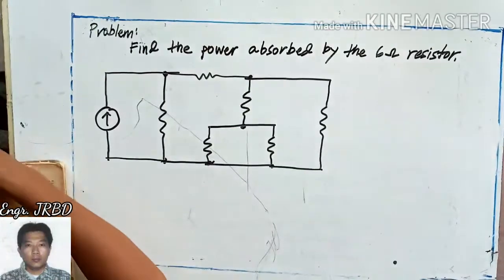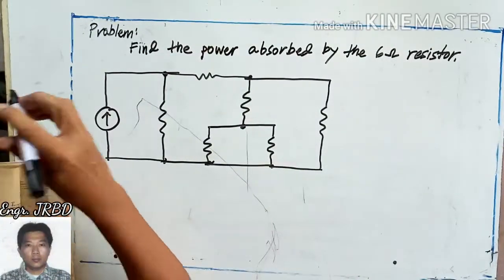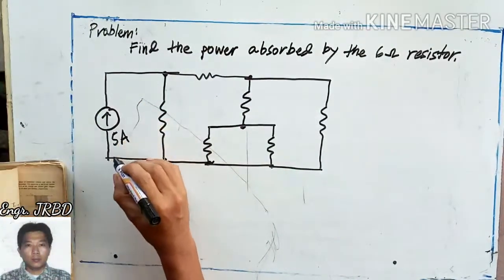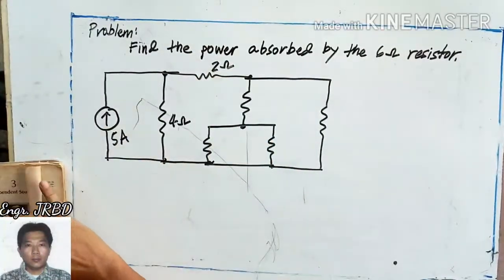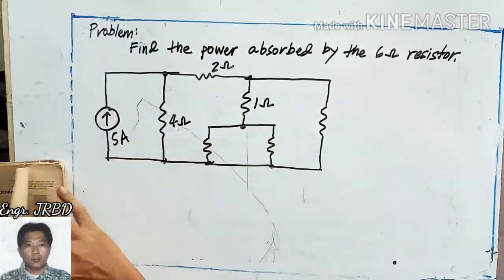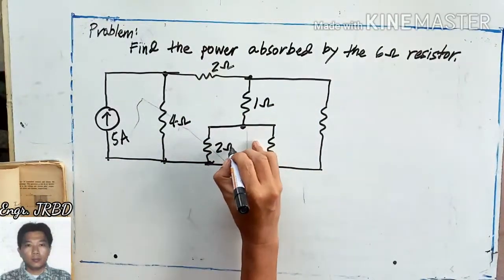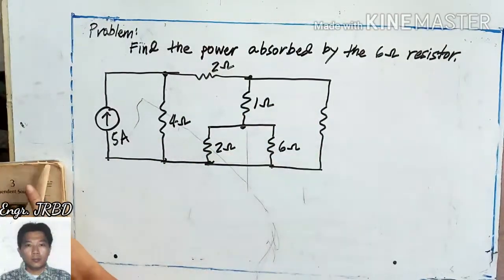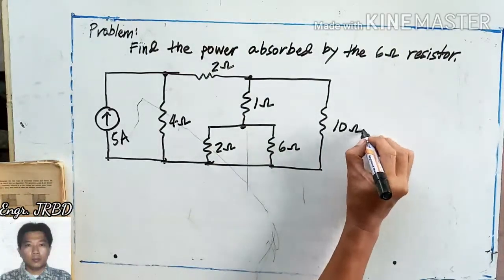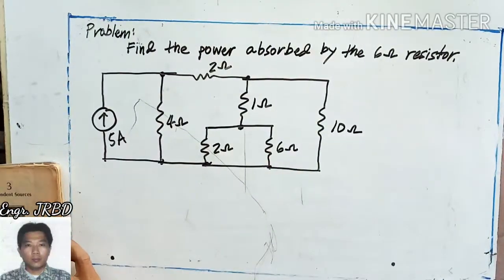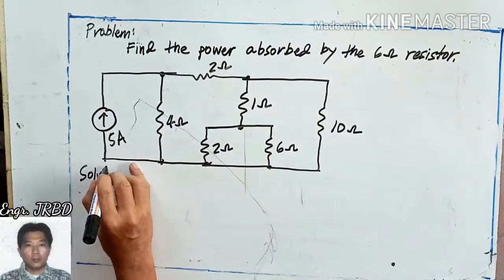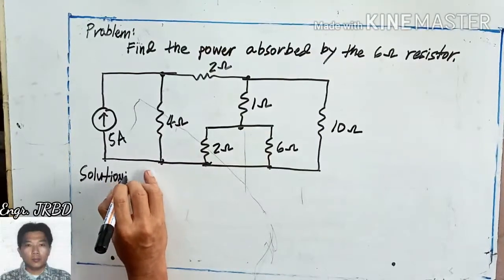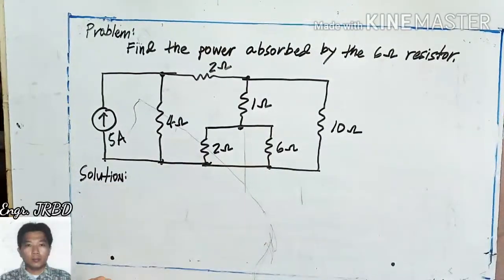Okay. So this is 5 amperes. 4, 2, 1, 2, 6, and the last one is 10 ohms. The requirement here is, what is the power that is absorbed by the 6 ohm resistance?